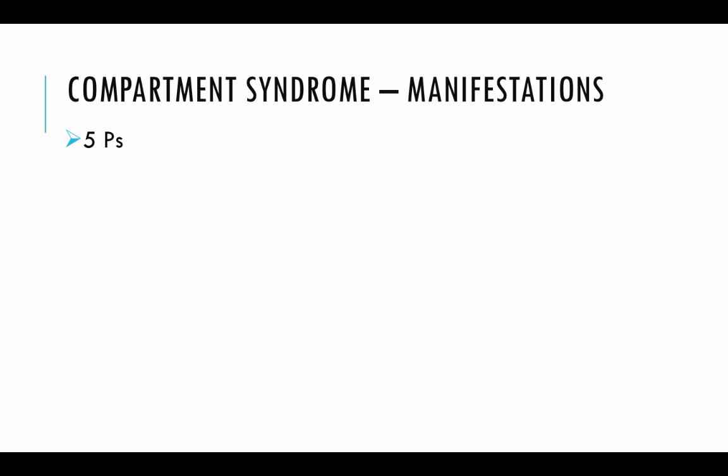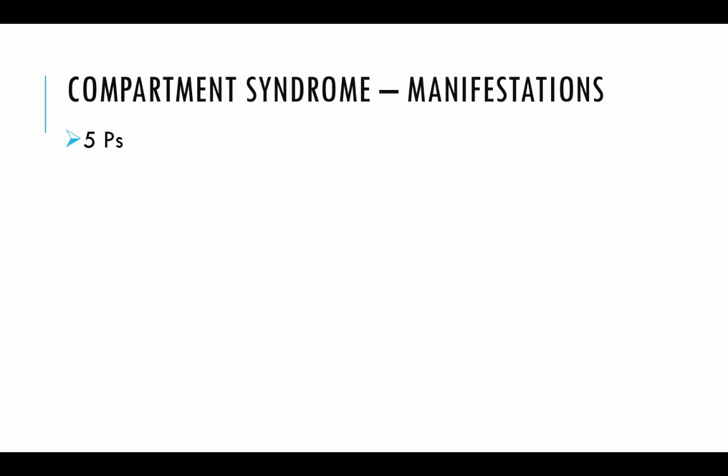Okay, we're going to look at the 5 Ps again. Remember, we talked about the 5 Ps earlier on when we talked about a fracture and casting somebody and monitoring neurovascular status. So the 5 Ps for this include pulselessness. Now pulselessness is a late sign. It's not one of the early signs. You can have decreased pulses. Pulselessness is a very late sign. Let's see, pain, paresthesias, and numbness.